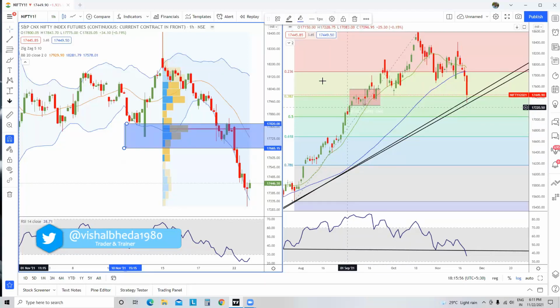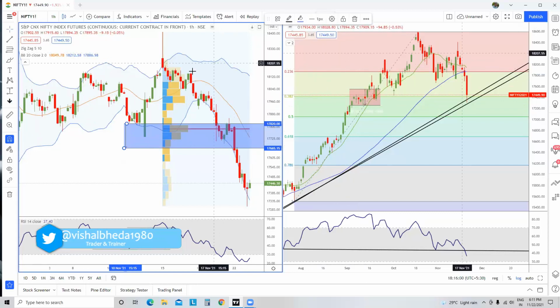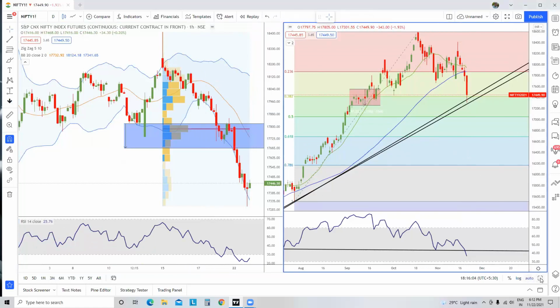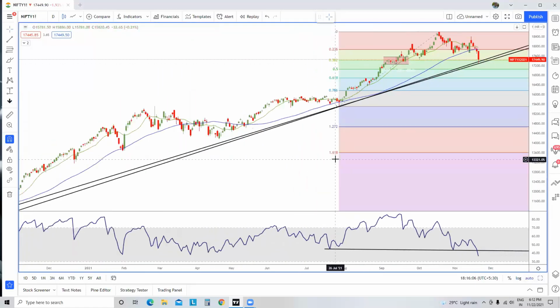Now, as usual, you can see the daily chart on the right hand side, and on the left hand side we have the hourly time frame of Nifty futures. First, I would like to analyze the daily chart for all of you.